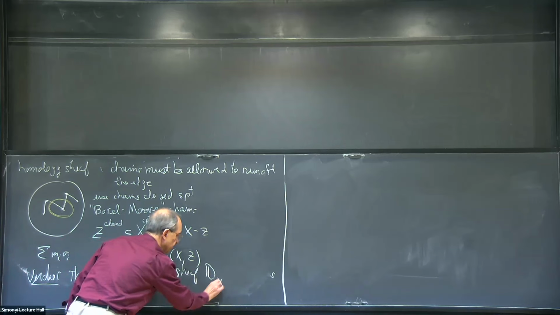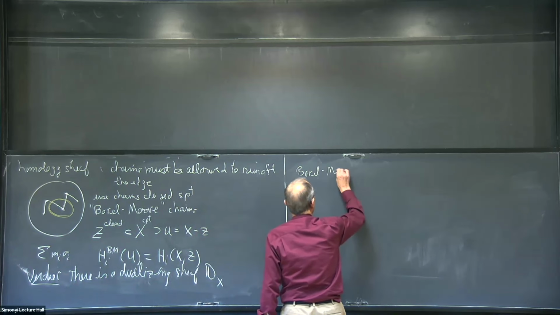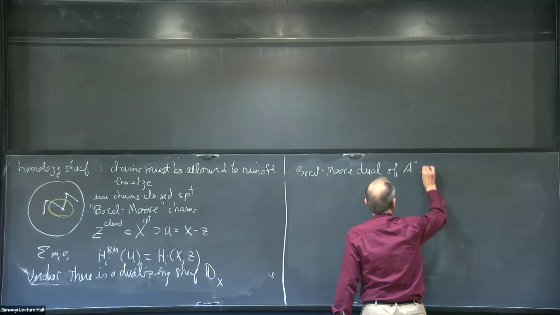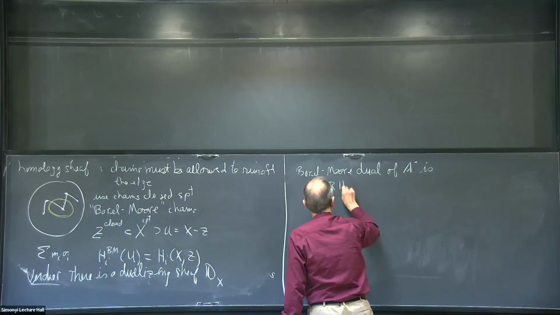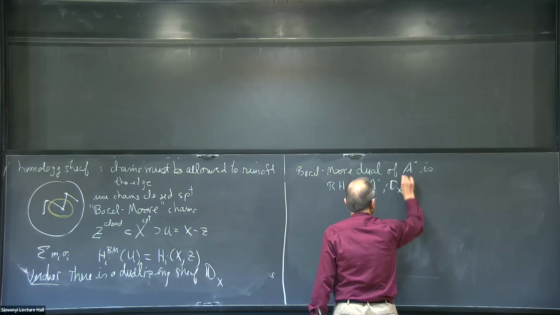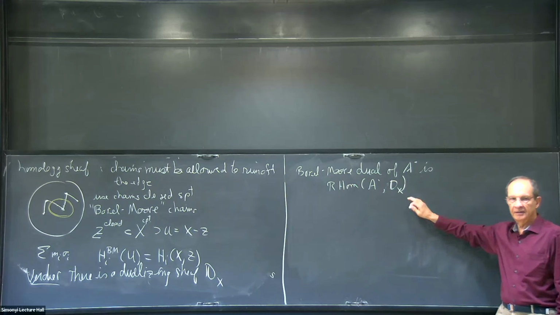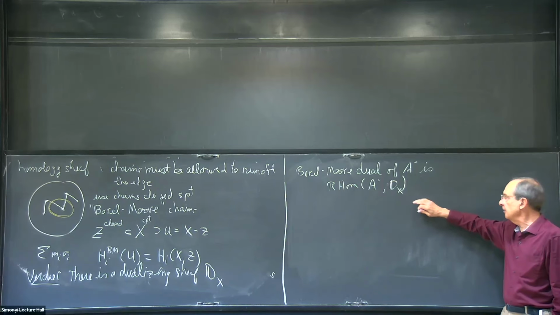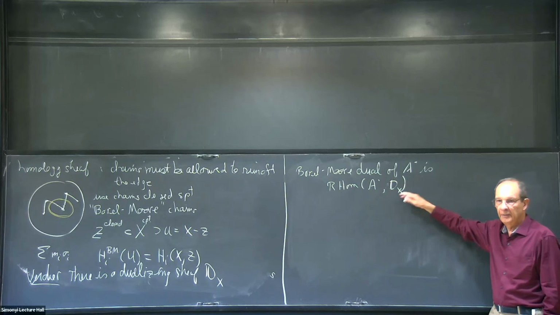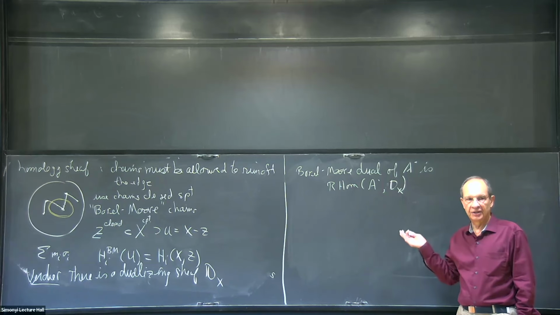Let's call it D_X, so that the Borel-Moore dual of A is Hom of A into the dualizing object. And in fact, in Verdier duality theory, many derived categories have a dualizing object, and you get the dual by homing into the dualizing object. So what is this magic dualizing sheaf?